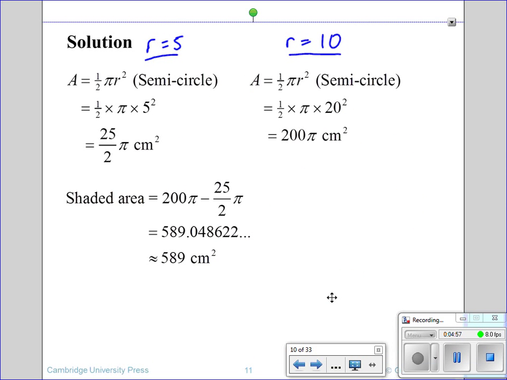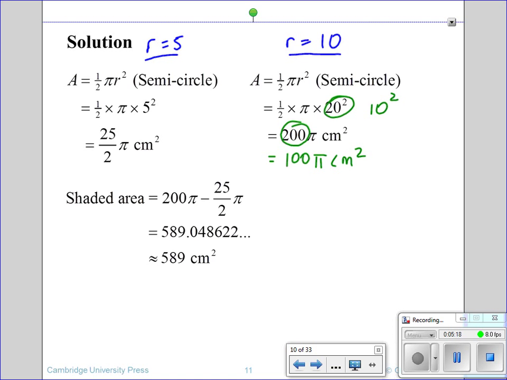As you can see, they've made an error. They used 20. That was a bit silly. So it should be 10 squared, which gives us 100 pi centimetres squared.